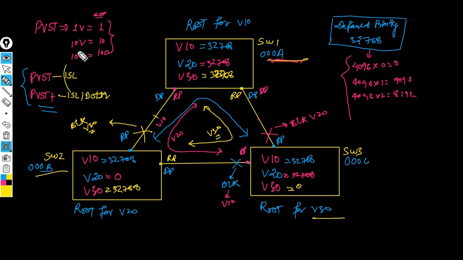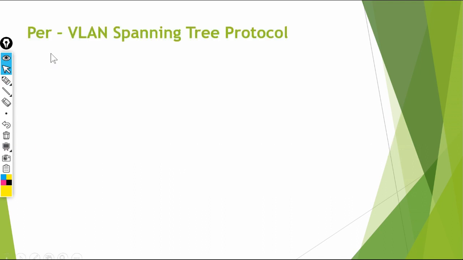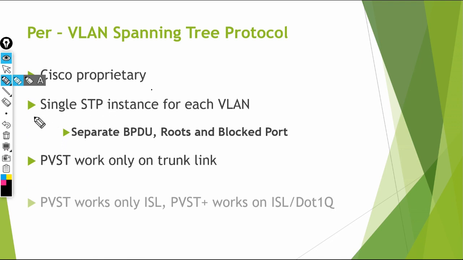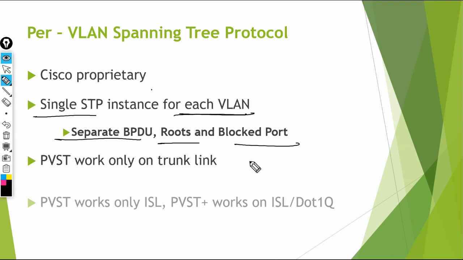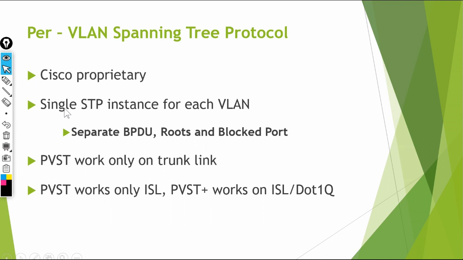Let's move ahead. Remember, this scenario is very important. I just said PVST is a Cisco proprietary protocol. Of course, yes, it is Cisco proprietary, and you will find a single STP instance for each VLAN, separate BPDU, separate root, and separate block. PVST works with trunk links, and PVST works with ISL. PVST plus works with both ISL and .1Q.